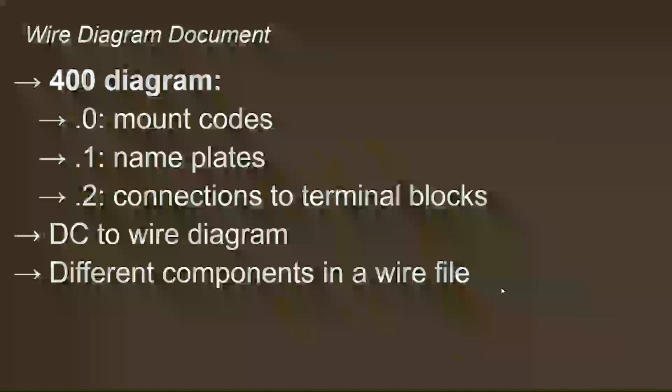Next is their 400 series, called the wire diagram, which is the build instructions that move from the DC schematic to this diagram, telling how all the different wires are connected to different components.